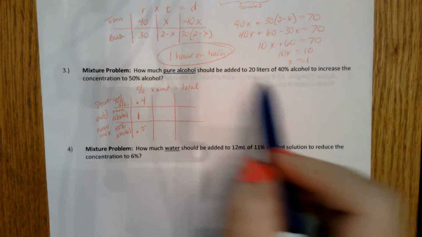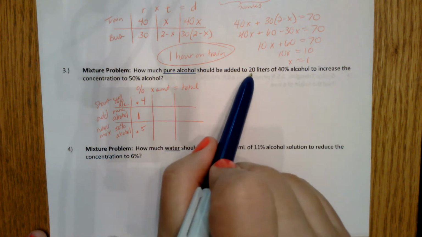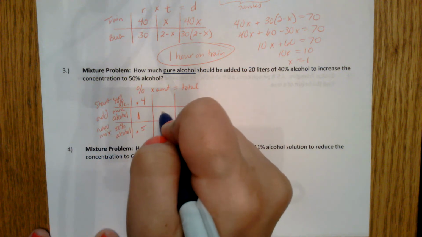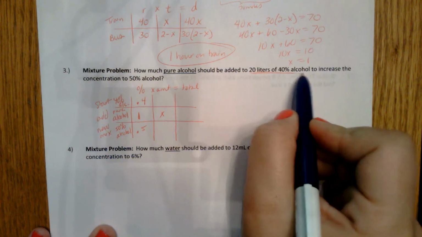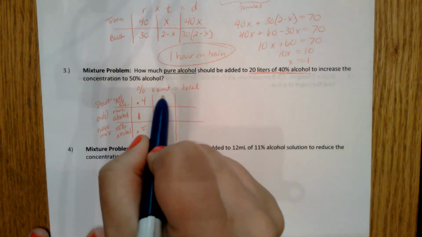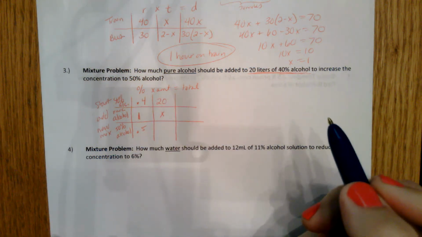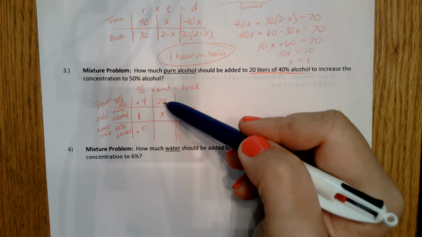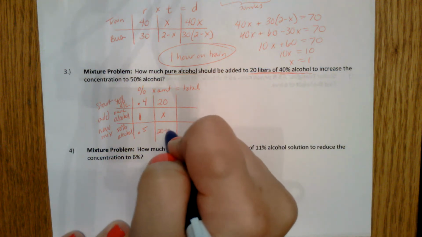Now let's talk about amounts. They gave us some amounts here. How much pure alcohol should be added? So how much of this pure alcohol are we going to add? Let's call that X. How much should be added to the 20 liters of 40% alcohol? We remember we already had 40% alcohol. We had 20 liters of it. What would that do to this new mixture? Well, you would have 20 plus, we don't know how much we're adding, so we're going to call that 20 plus X.